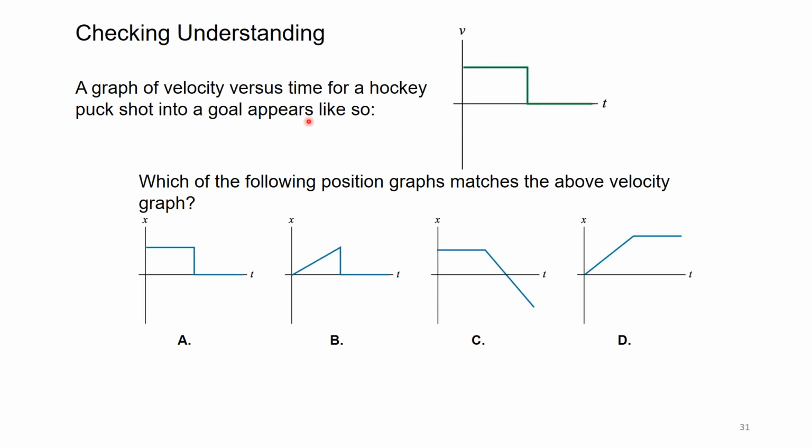Okay, next question. This time we have the velocity time graph. Notice the axes here. We have the velocity on the y-axis and time on the x-axis for a hockey puck. The velocity is positive for the first half, then goes to 0 for the second half, which means the object is moving with a constant velocity for the first half and then stops moving for the second half. We are trying to find the position time graph here.